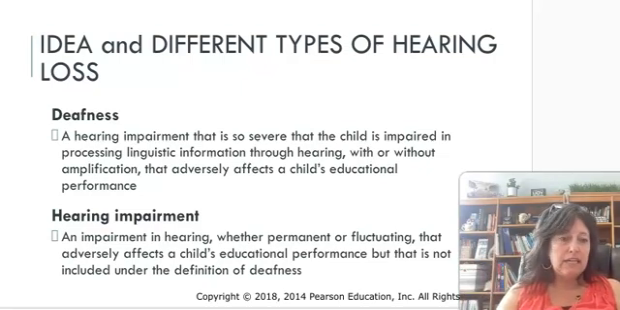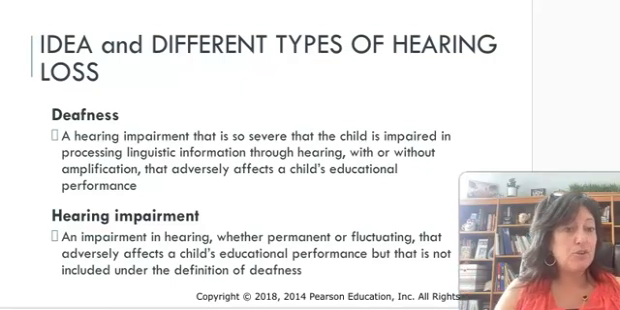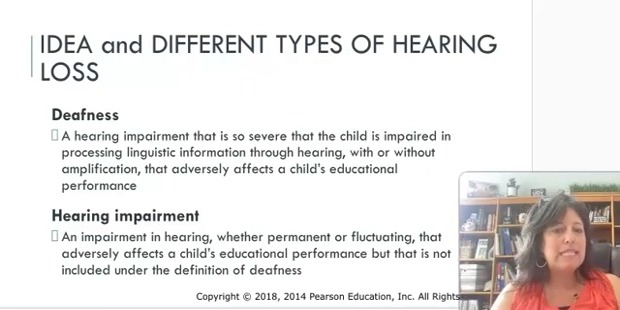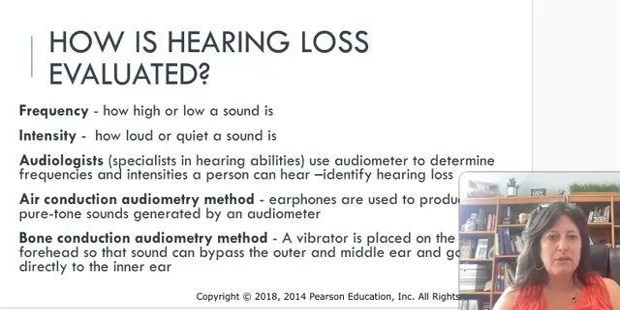Then you have what's called a hearing impairment. Sometimes it could be permanent, sometimes fluctuating, that adversely affects a child's educational performance, but it doesn't fall underneath the definition of deafness. This is what Abby is, and we'll talk about these categories in a little bit.